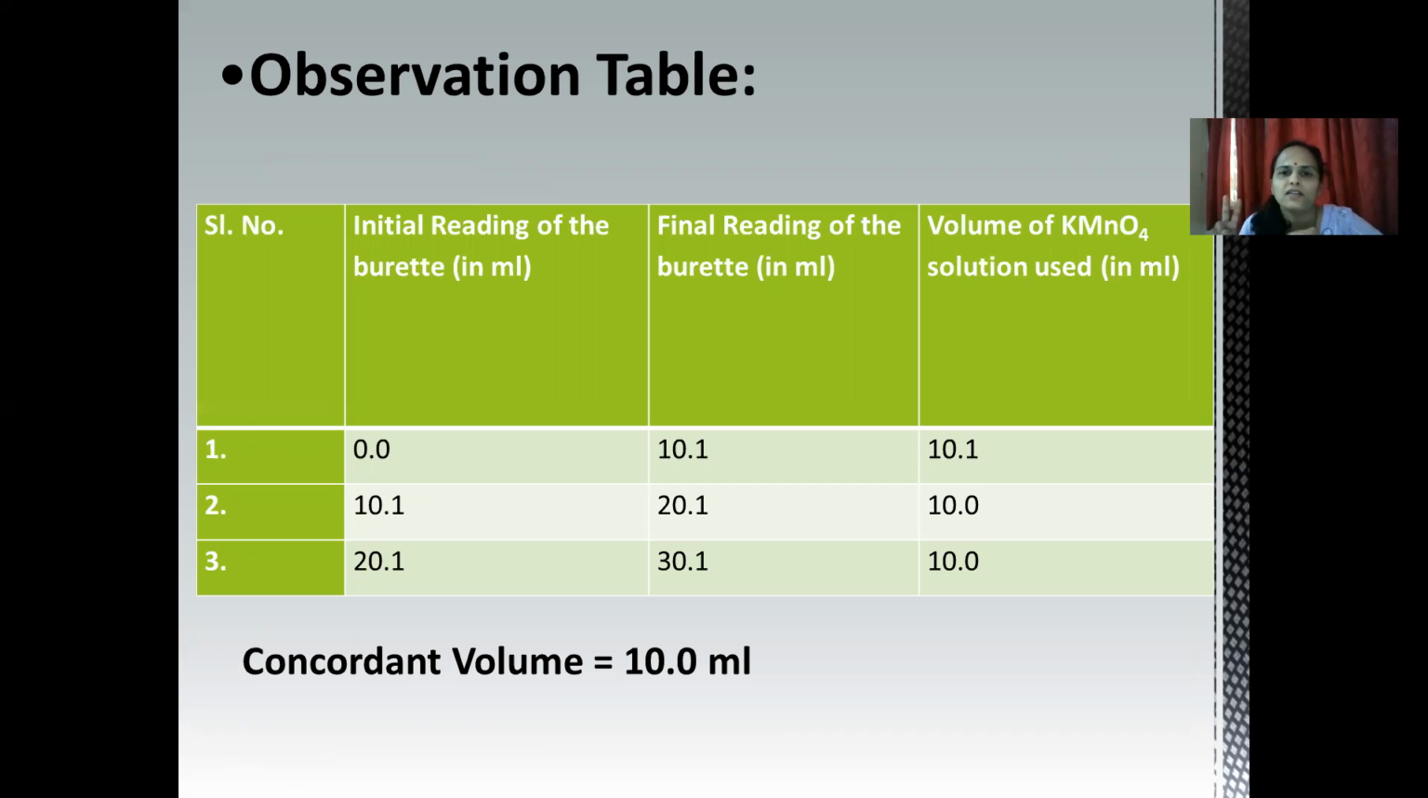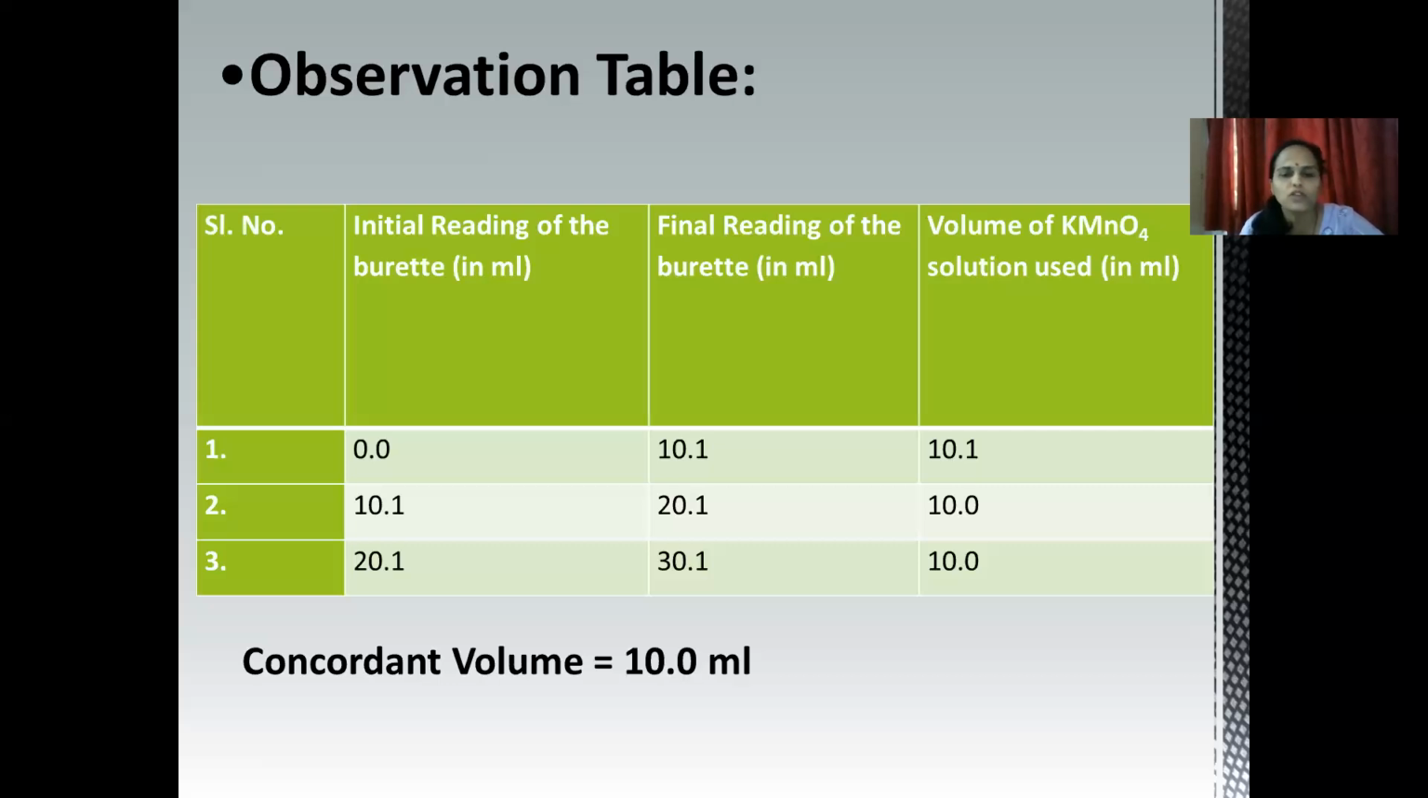The final reading of the second observation becomes the initial reading of the third observation. So initial reading will start from 20.1, and suppose the reaction gets completed, you get the endpoint at 30.1 suppose. Then the difference in the two gives you the volume of KMnO4 solution used. So it comes out to be 10.0 milliliter. 30.1 minus 20.1 gives you 10.0 milliliter.